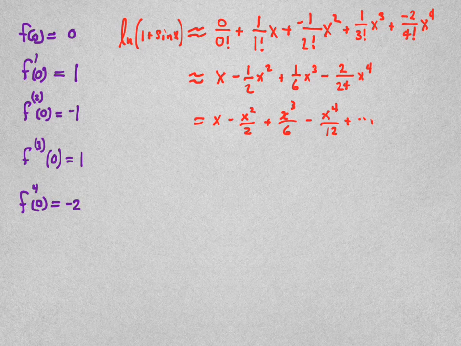Now, approximations. When we had a polynomial like this one to the fourth degree, this is going to give us a pretty decent graph of the natural log of 1 plus the sine of x for small values of x. As x gets larger, this polynomial is going to diverge from this particular function. You'll see that graphically again in a few moments.